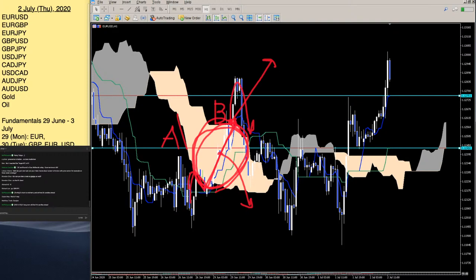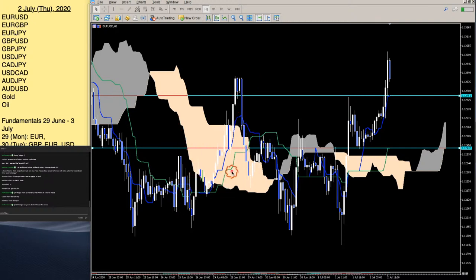Okay. All right, this is Y wave, right? This is Y wave. Yep, it is Y wave. The highs are getting higher and the lows are getting lower. So this is Y wave.